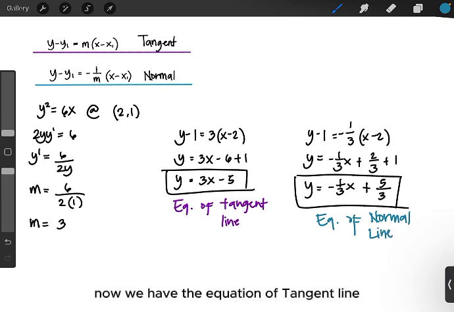Now we have the equation of tangent line and normal line to the curve y squared equals 6x at point 2, 1.